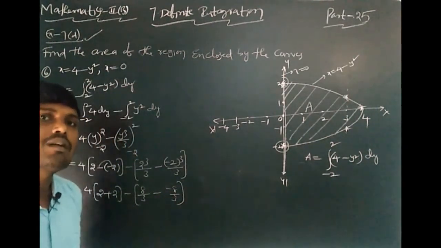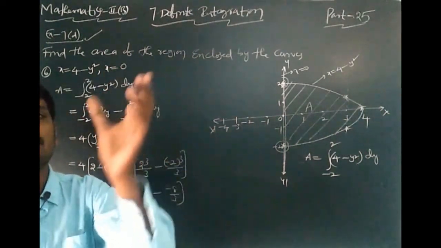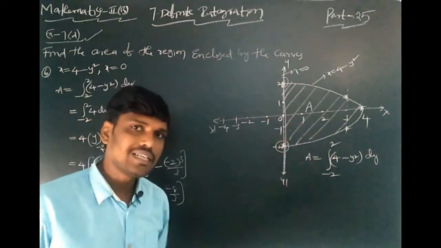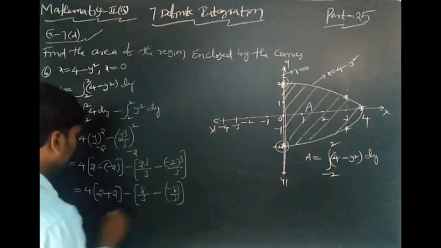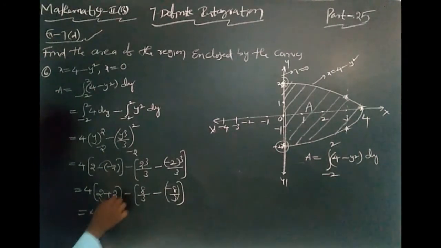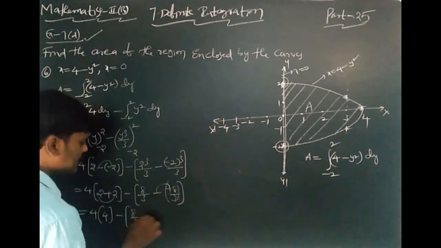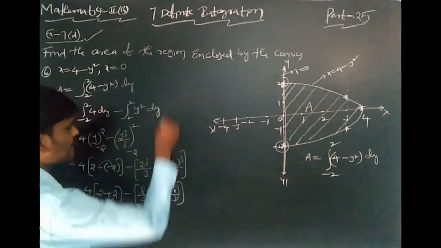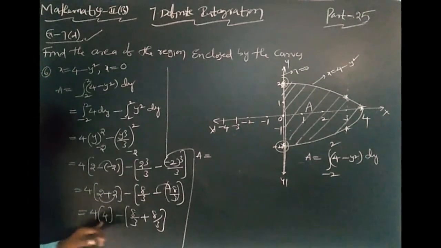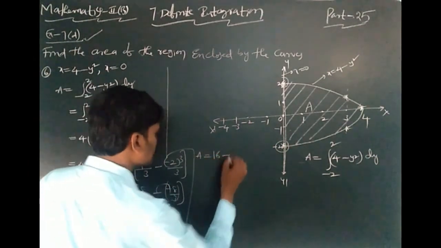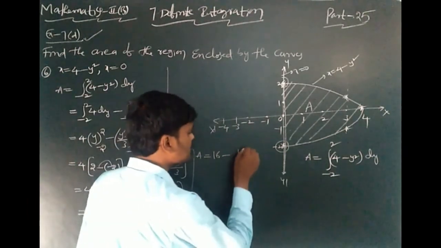Minus 2 cube is nothing but minus 2 into minus 2 into minus 2. You get minus into minus into minus. You get minus 2 2 is 4, 4 2 is 8. After that, you can write 4 into 2 plus 2, 4 4 is 16, minus 8 by 3 minus into minus plus 8 by 3. A is equal to 16 minus 8 by 3 plus 8 by 3, how much? 16 by 3.